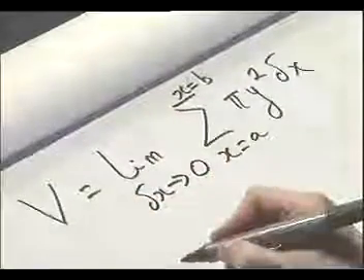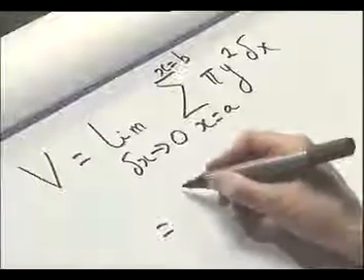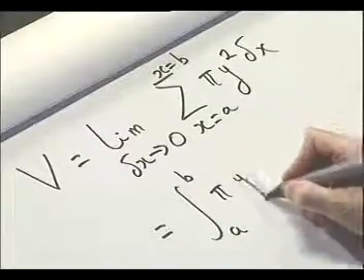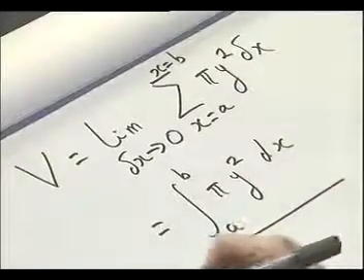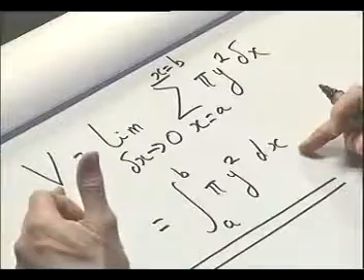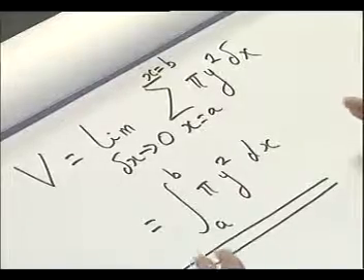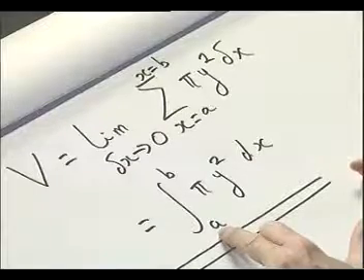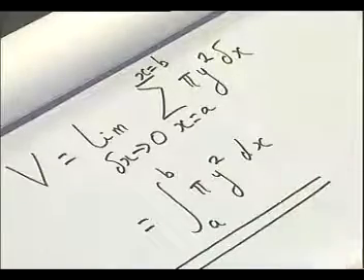And the notation that we have for this, as we see in the video Integration as Summation, is the integral from a to b of pi y squared dx. And that's the formula that will give us the volume of the solid of revolution when we rotate the curve y equals f of x that's contained between the ordinates x equals a and x equals b. Now, let's use this formula in an example.